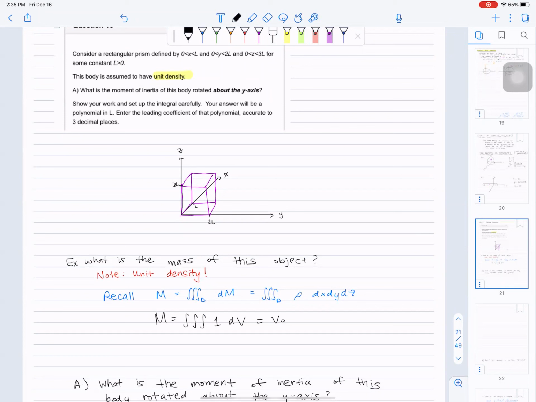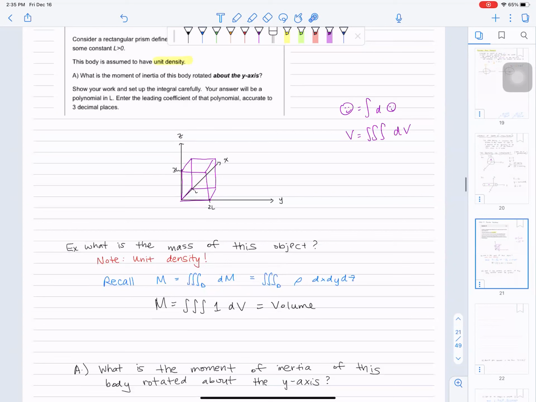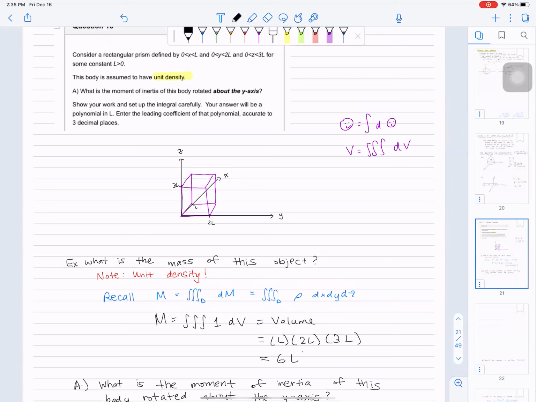What is the triple integral of 1 dv? That's exactly volume, right? Because remember, smiley face equals integral d smiley face. So we have volume is the triple integral dv. And what is the volume of my prism? Well, this is a rectangular prism, so length times width times height is volume, as given in the problem. So it's 6L cubed.